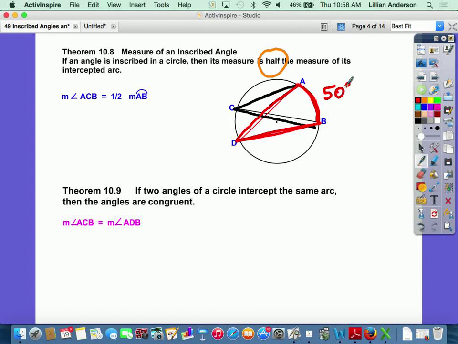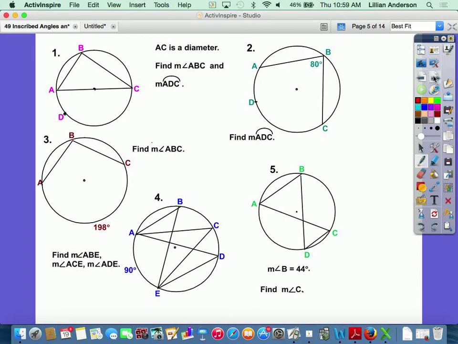True, but what is their name? The word that you said, inscribed. Everybody say inscribed. Inscribed. And the difference between an inscribed angle and a central angle is the vertex. Inscribed, the vertex is where? On the circle. Central, inside, and more specifically, at the center. Okay? So we're going to look at some examples.